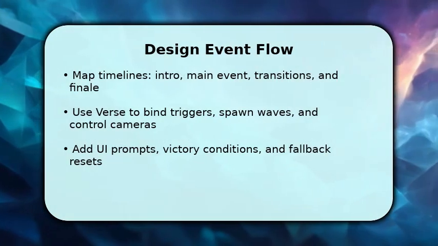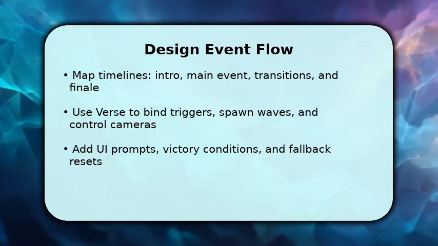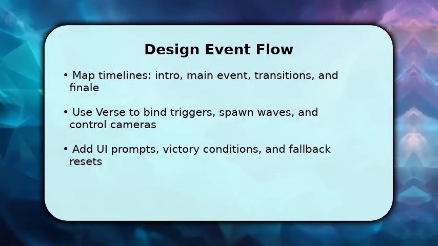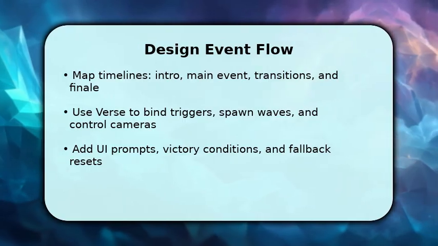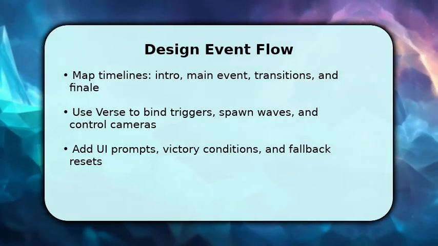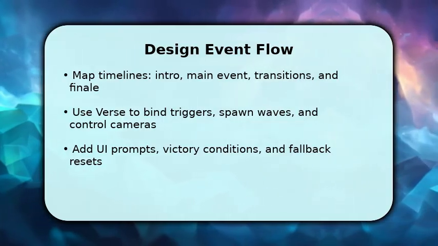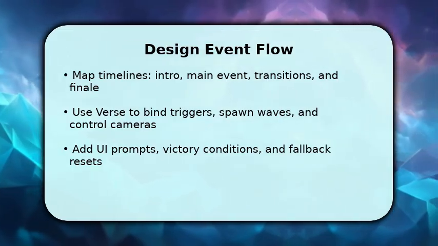Next, you design the event flow. Sketch a timeline that includes intro, main action, transitions, and finale so every device knows its role. Then, write Verse handlers to bind triggers to sequencers and spawn waves, control camera cuts, and update UI prompts. This ensures actions run precisely. Make sure to add victory and failure conditions plus automatic resets so the event can loop cleanly.